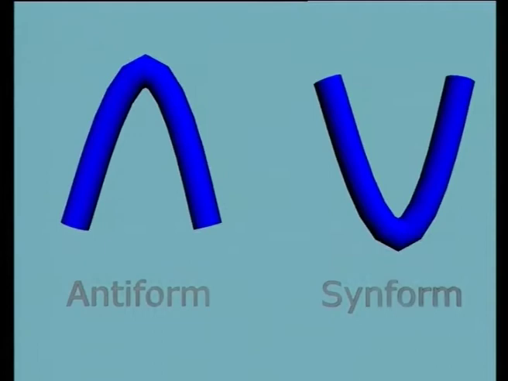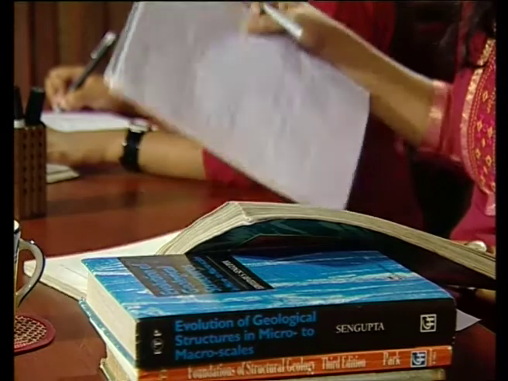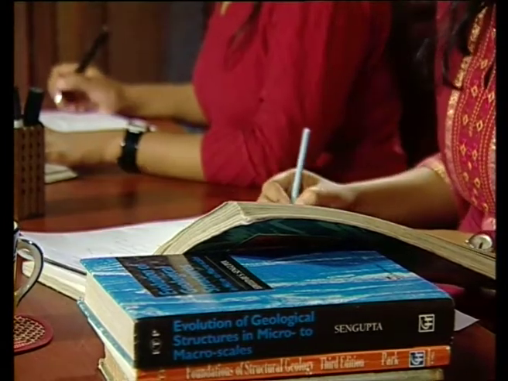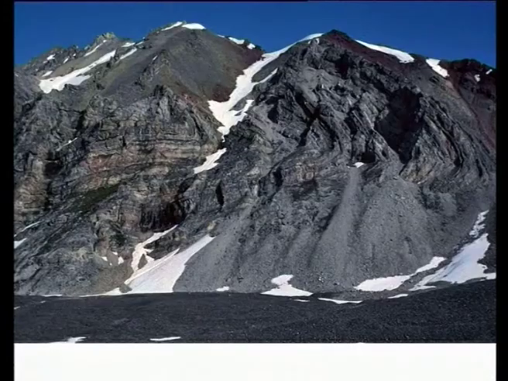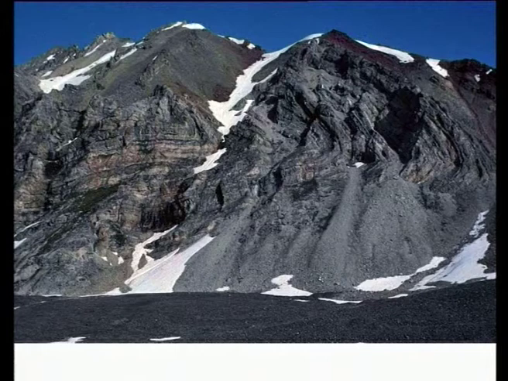Thus, the rule formed by George Pumpelly, that the acute angle between axial planar cleavage and bedding opens up in the direction of closure, helps us in identifying the closure of the major fold by studying the relationship between the axial planar cleavage and bedding. The line of intersection between these two always gives us the orientation of the regional hinge line. So, by combining these two, we can easily identify the major fold closure.